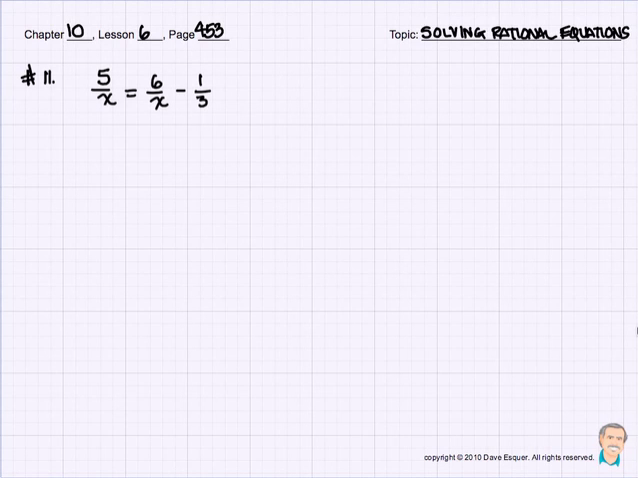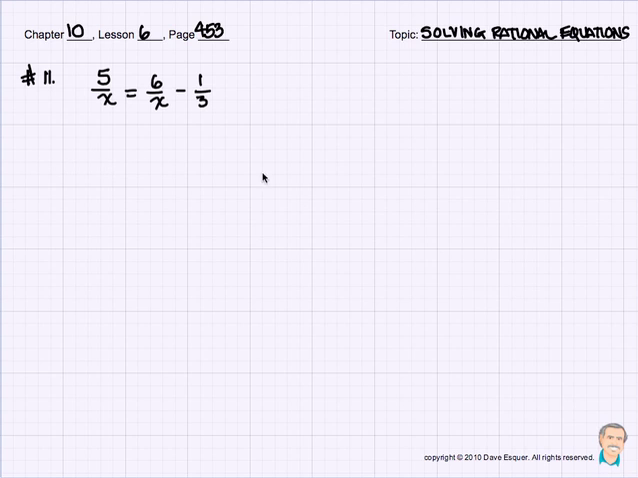Excuse me. Good morning. Chapter 10, Lesson 6 is on pages 453 and 454. We're going to be solving rational equations, which means we're going to be having equations, not just expressions. There are going to be equal signs involved. So let's start off with something simple like number 11. 5 over x is equal to 6 over x minus 1/3.